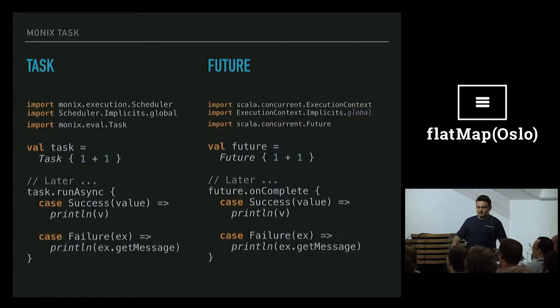But anyway, moving on, usage. When comparing Task and Future, it's kind of similar in places. For Future you import an ExecutionContext, being the low-level thing that runs stuff. For Task, we've got Scheduler, which is still an ExecutionContext, only enhanced.